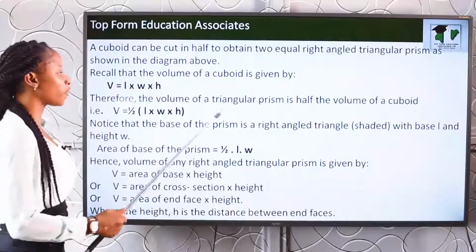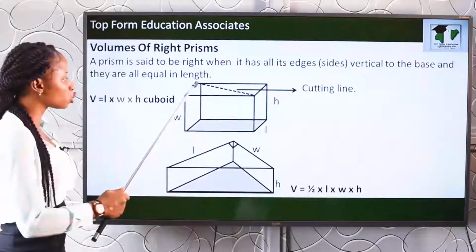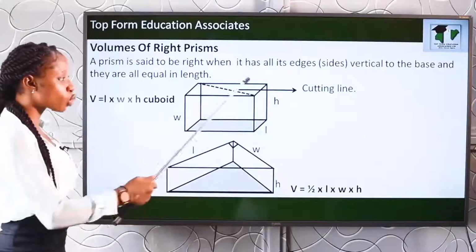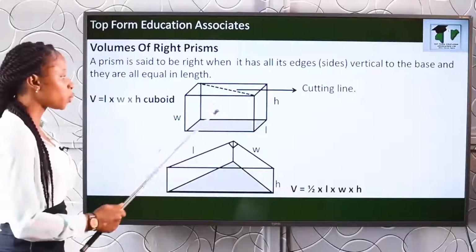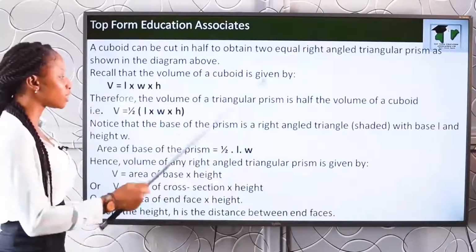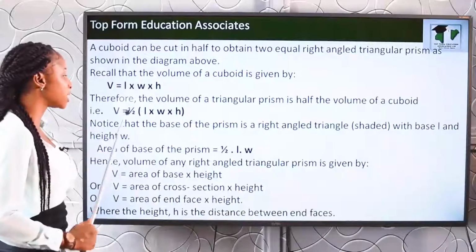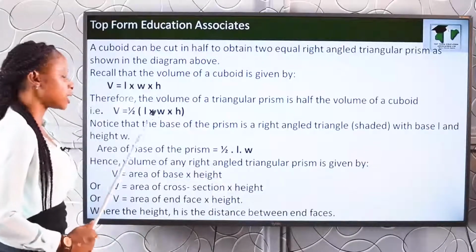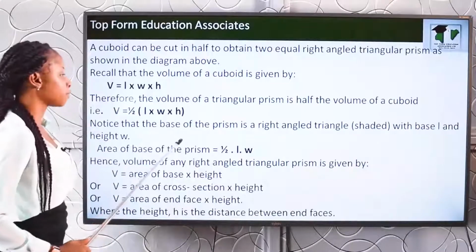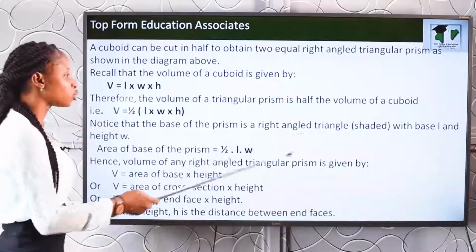Now, the volume of a triangular prism is half because we've cut this cuboid into two, and we now have two different prisms, which form a triangular shaped prism. We can now say, because it is half, that the volume of a triangular prism is given as half length times width times height. Now, notice that the base of this prism is a right angle triangle.